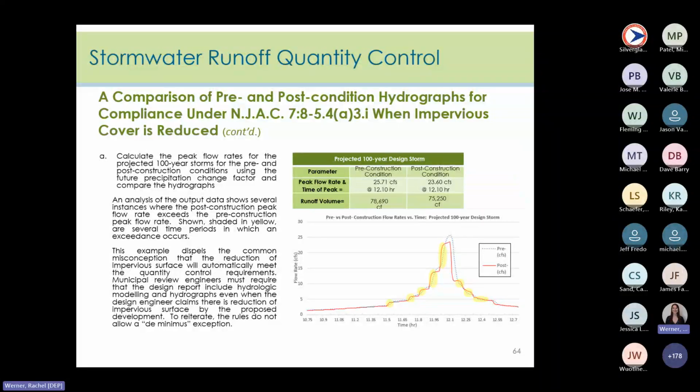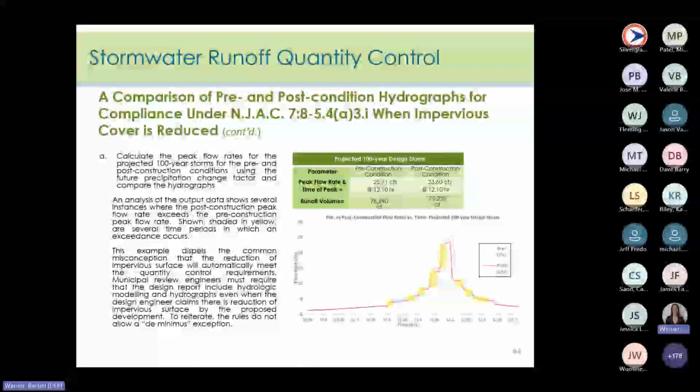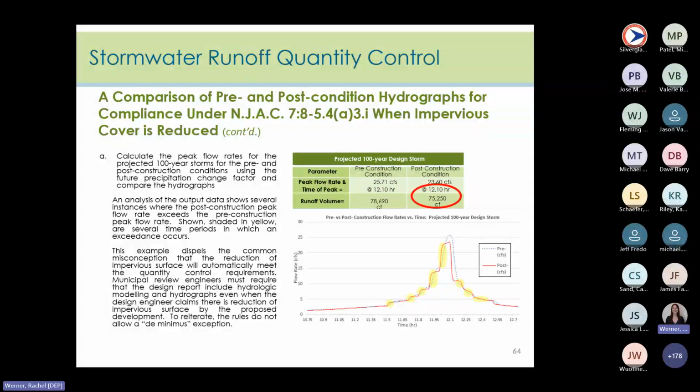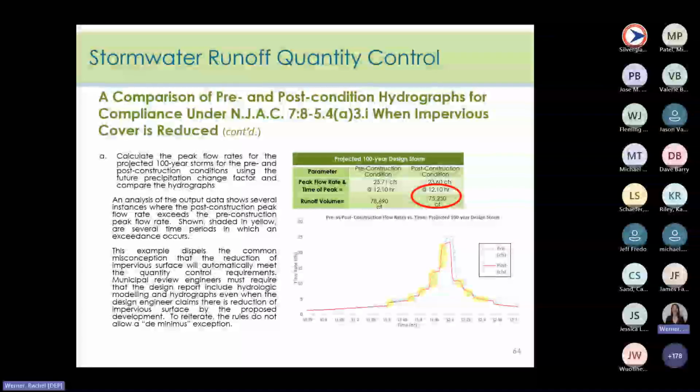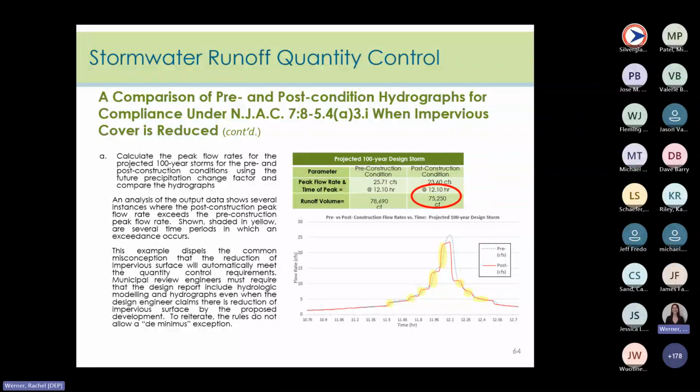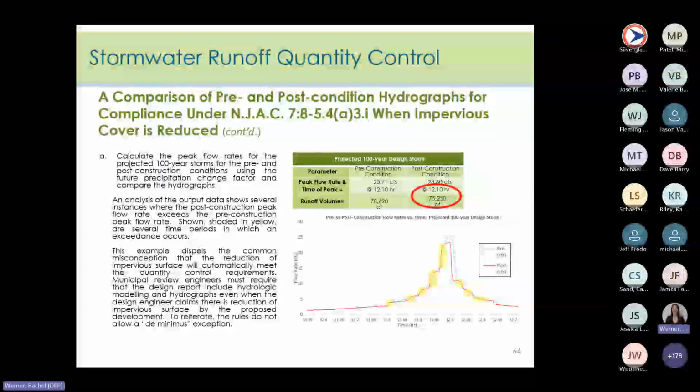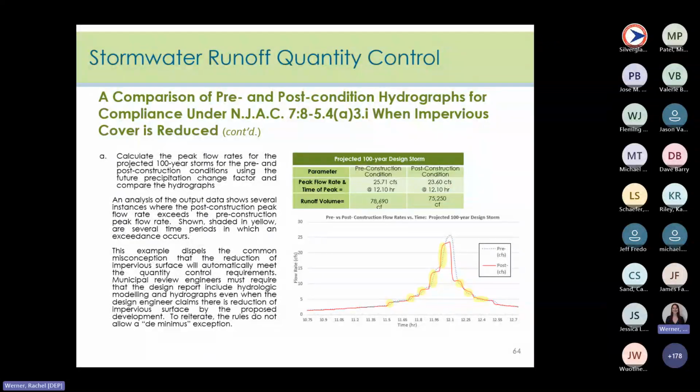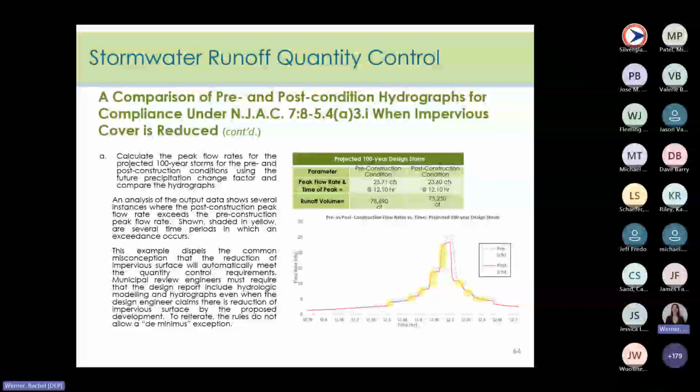So based on the results in the table, it looks like the pre-construction conditions are greater than the post-construction conditions because the peak flow rate and the runoff volume are more. However, when you export the hydrograph data in table format, which is converted into a chart here, you can see all the points on the post-construction hydrograph that exceed the pre-construction hydrograph, which are highlighted in yellow. You should similarly inspect all storm events this way because, again, this is just the projected 100-year design storm.